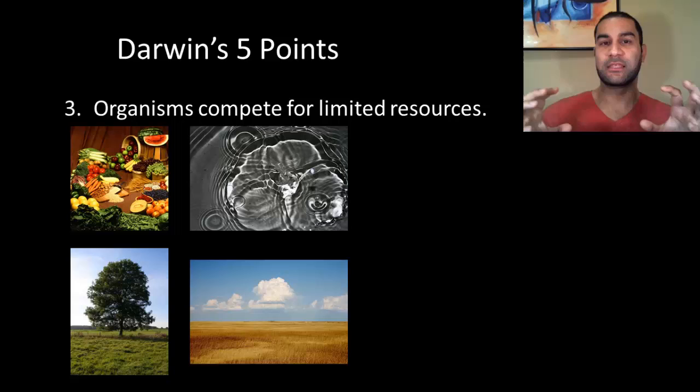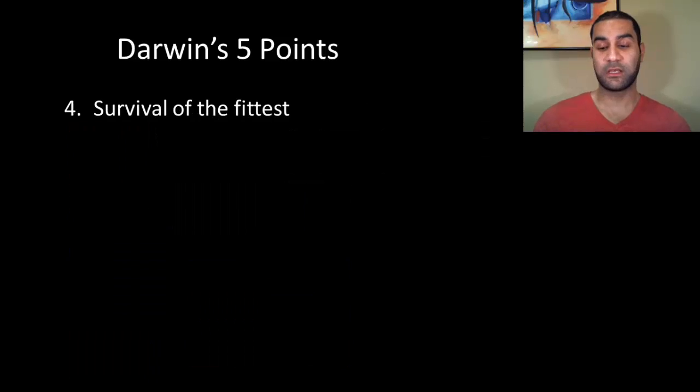The certain traits that will give us a better chance at getting our resources are the ones that are going to give us a better chance at survival. This is a concept that's become known as survival of the fittest, which is Darwin's fourth point. Now, he actually never coined this phrase. He didn't use this phrase. This phrase was used later by another scientist, and it got connected to Darwin's theory. He used the terms natural selection.